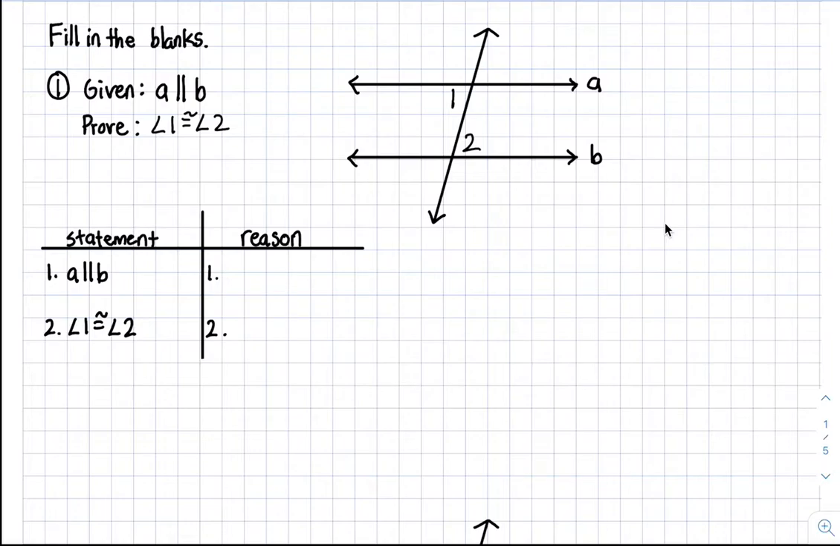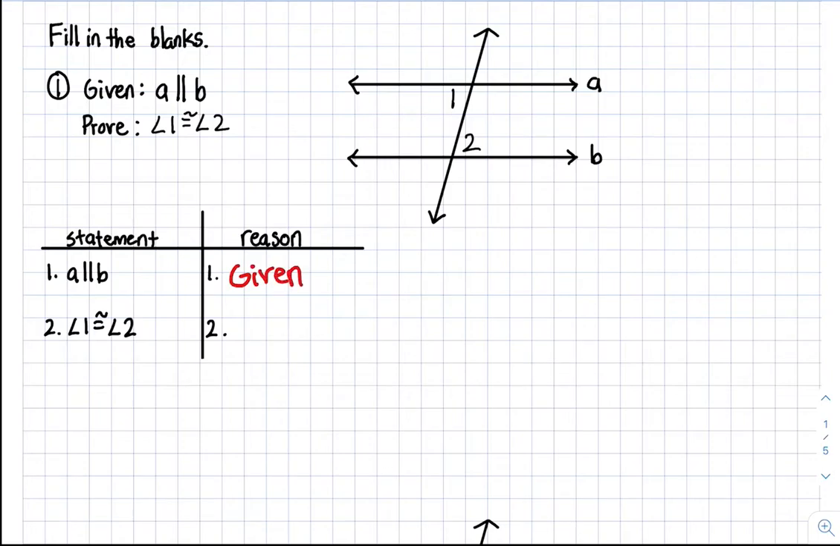Here's your guys' homework on proofs with parallel lines. Again, you guys just have to look at the statements and then provide reasons for each statement. So we'll begin. For one, it says A is parallel to B. All right, so your first one here is given.